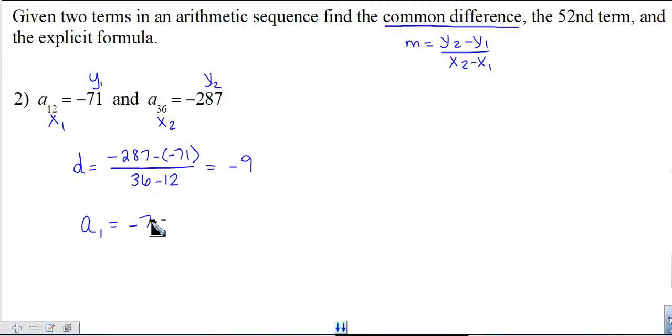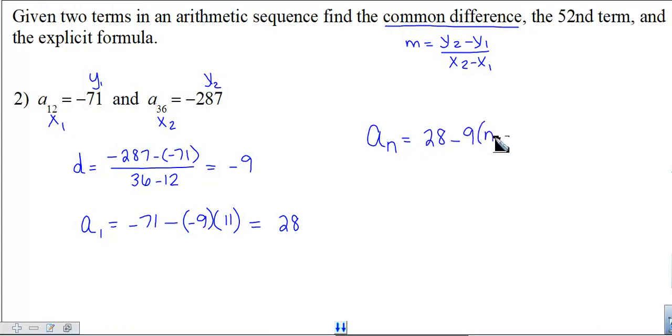So let's take the number that we're starting at, -71. We're going to subtract the difference, which is -9, 11 times. Once you simplify this, you'll find out that term number 1 is 28. Now it's time to write our explicit formula. A sub n is equal to the first term plus the difference times n minus 1. Since they want us to find the 52nd term, we'll put a 52 everywhere that we see an n.